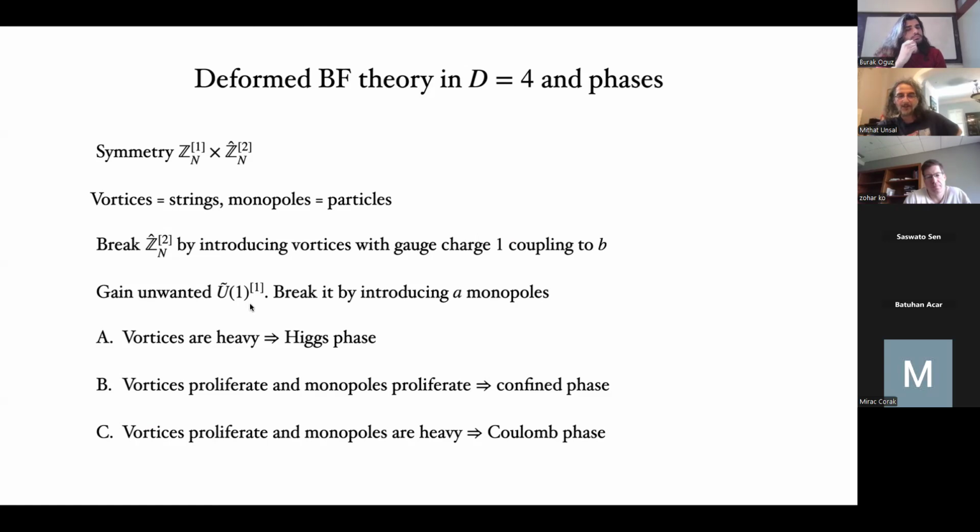This is the same as in 2 plus 1. This was a 0-form symmetry, but in this case, it's a 1-form symmetry. And we will break it by introducing a gauge field associated with it. Then there will be 3 possibilities. One of them is vortices will be heavy, then we will land on the Higgs phase. The other possibility is vortices proliferate and monopoles also proliferate. We will land on the confined phase. And another possibility is vortices proliferate and monopoles are heavy and we land on the Coulomb phase. And I will show some recent simulations on that done by Tin and his friends.